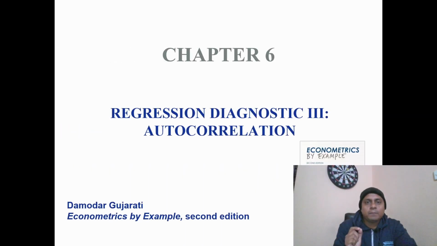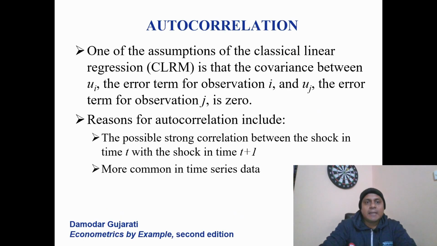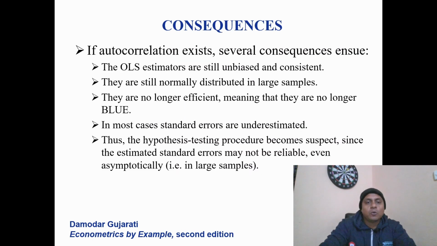Another important point of the regression diagnostic analysis is autocorrelation. In this particular case, autocorrelation shows a relationship between the error terms of the observations. There should be no relationship, but over time it shows that the covariance between the two error terms is related. And that is the problem of autocorrelation.